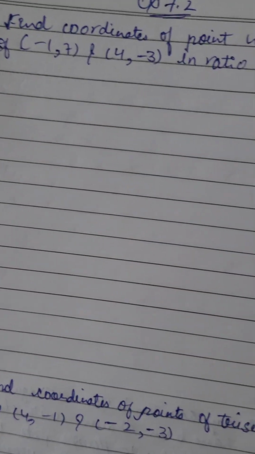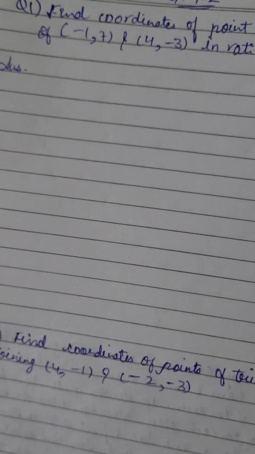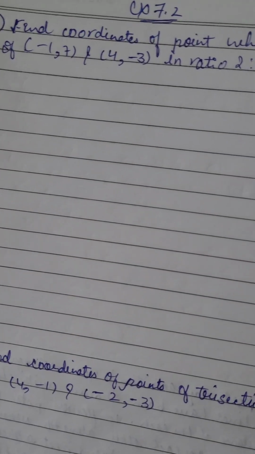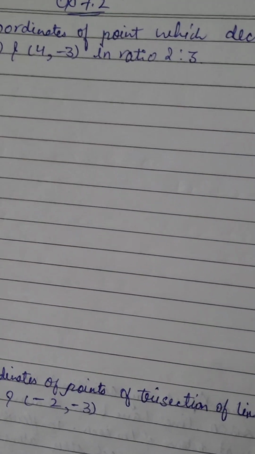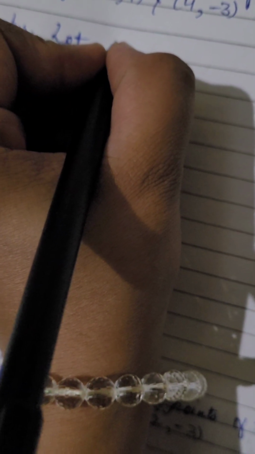So today let's start our class. Today we will do exercise 7.2 of coordinate geometry. So let's begin. Question 1 says: find the coordinates of the point which divides the line segment joining (-1, 7) and (4, -3) in the ratio 2:3. So let's start the question. Let A be (-1, 7) and B be (4, -3).